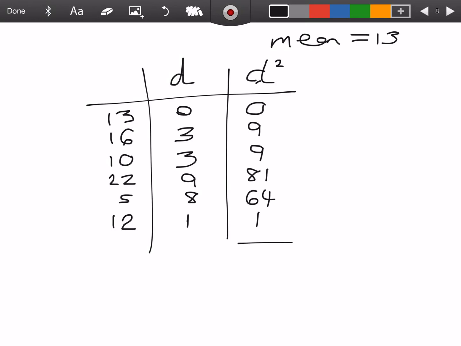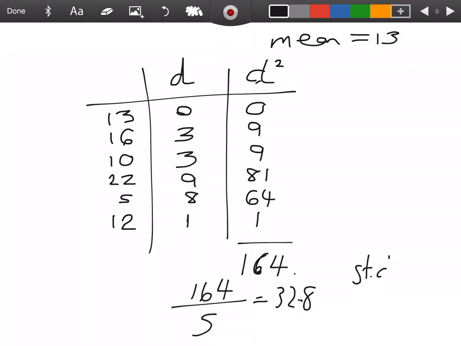First thing is we total these up. Total them up. Totals up to 164. To get the standard deviation, we do 164 divided by 1, 2, 3, 4, 5, not 6. 1 less than the number of values. We divide by 5. Divide by 5 gives me 32.8, but the standard deviation is actually the square root of that number. The square root of 32.8. Square root of the answer, 5.7.